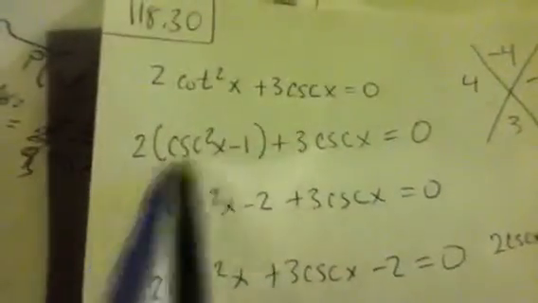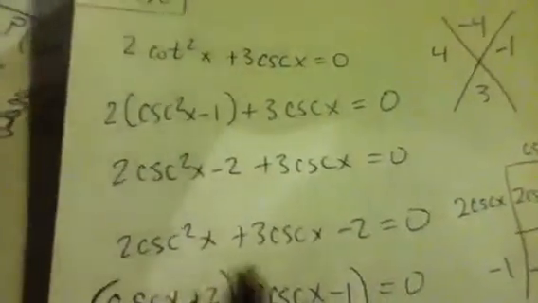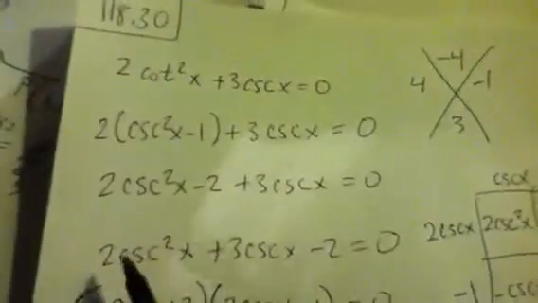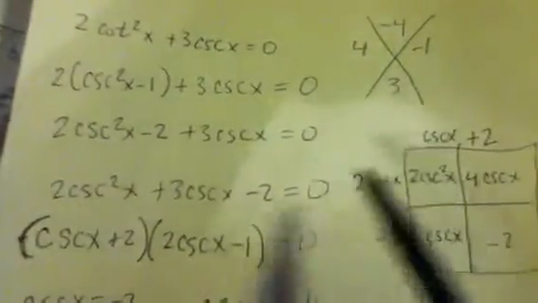Plug it in, distribute, and set it up as a diamond problem, or as a quadratic. Here's my diamond. It has to multiply to make 2 times negative 2, which is negative 4, and it has to add to make 3. So 4 times negative 1 works. Since there is a coefficient in front of my squared term, I have to put it in the area model box. I take the squared term and put it in the upper left, and I take the constant and put it in the lower right.